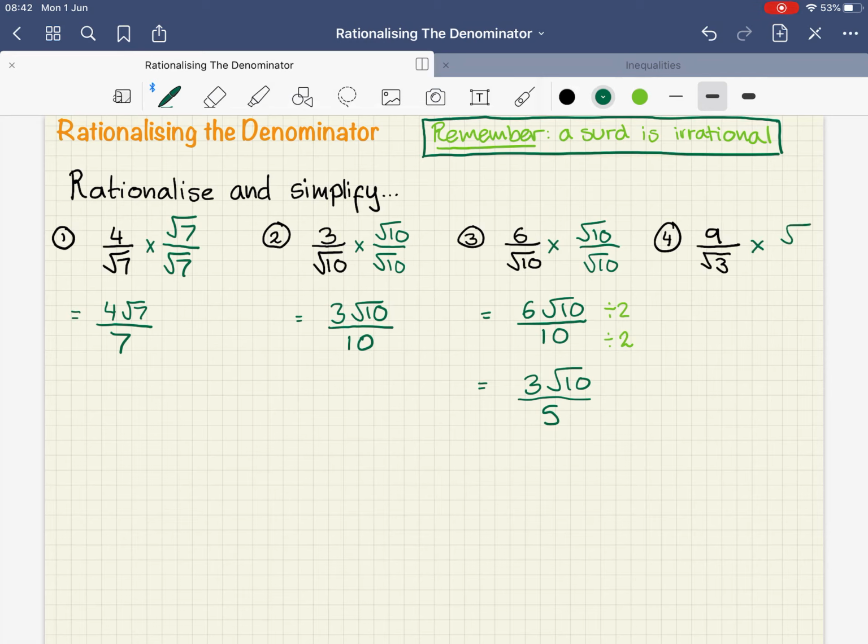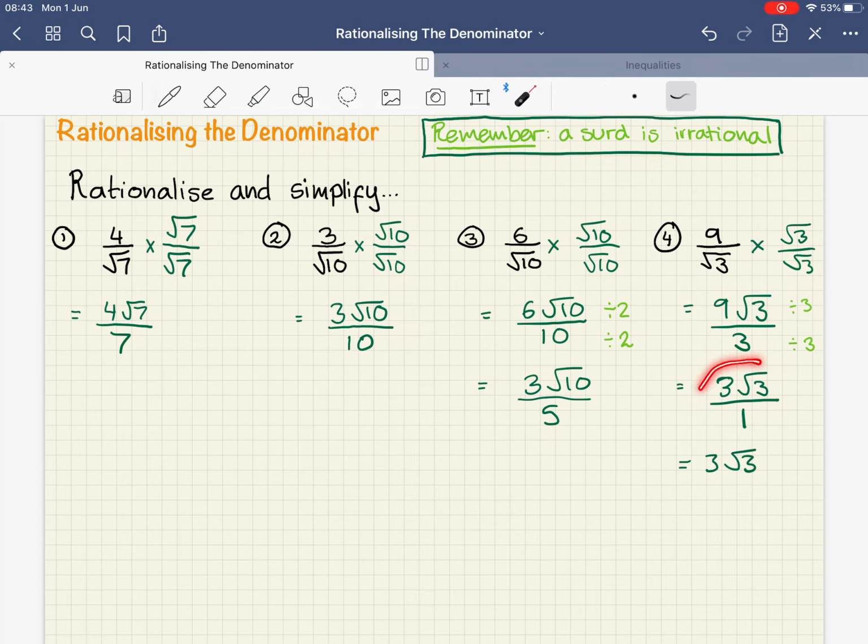And last one, multiplying top and bottom by root 3. So it's going to be 9 root 3 over 3. And I can see here I've got 9 and 3. Those can both be divided by 3. And so I've now got 3 root 3 over 1. But remember, a fraction's just division, so 3 root 3 divided by 1, that is just going to be 3 root 3. Make sure you do change this to this answer here.